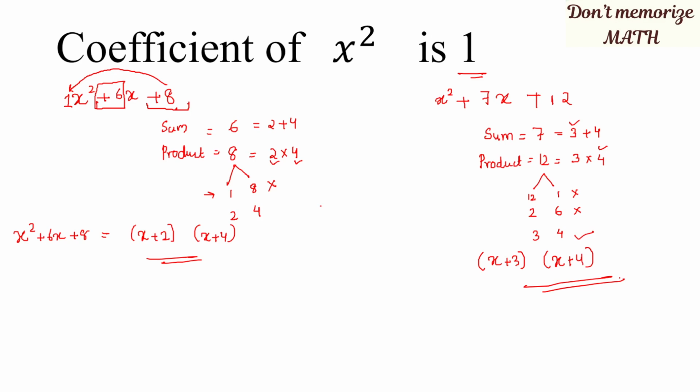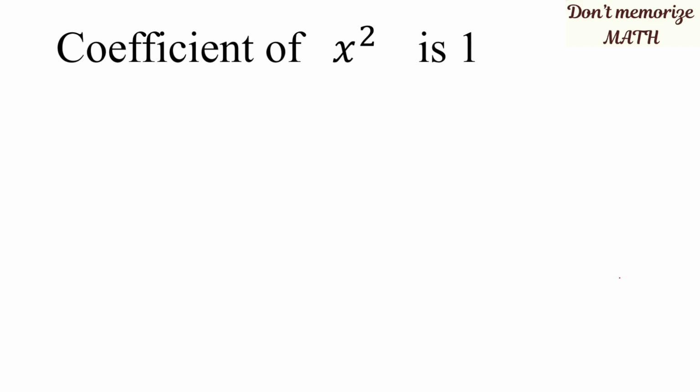Okay. Now we will discuss the same type, that is coefficient of x square is 1 with some negative numbers. Okay, let's see when the coefficient of x square became negative or the constant became negative. How to find it? Okay, so I will write two questions here. We will discuss that. The first question, x square minus 12x plus 32. This is the first question. Second question is x square minus 7x minus 18.